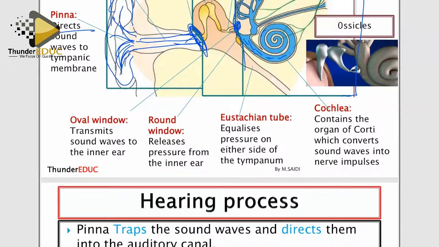So now this cochlea has what is called the organ of Corti. You need to know that. The organ of Corti, those are the receptors. In the eye, we call them photoreceptors, those are the rods and cones. Those are the sensitive cells. Here, we call them the organ of Corti.